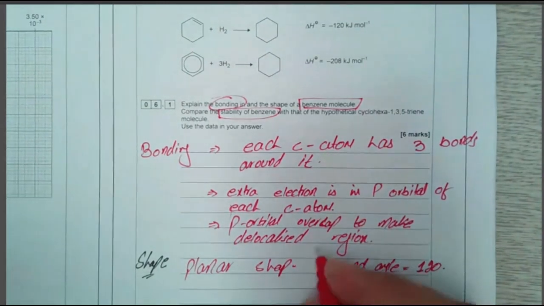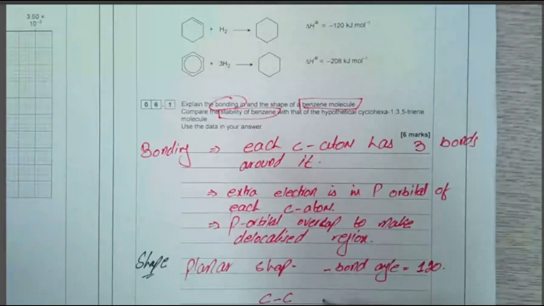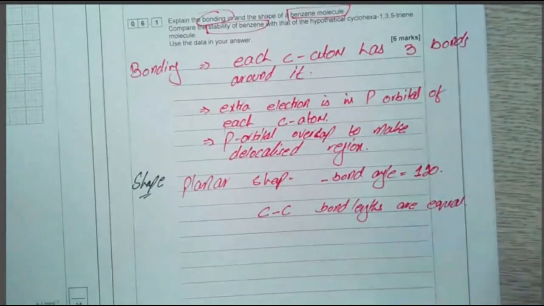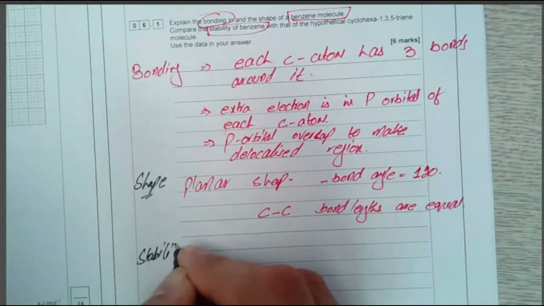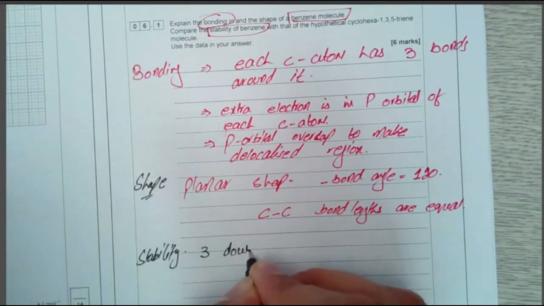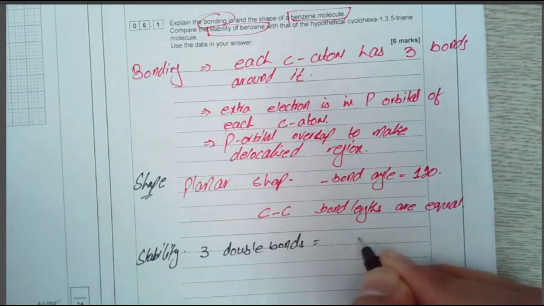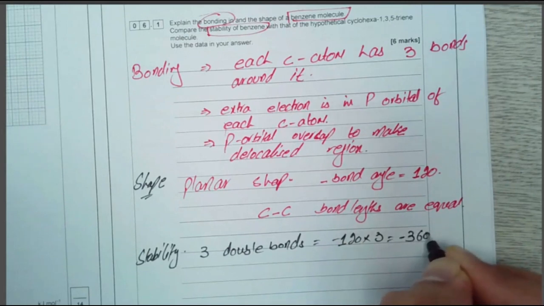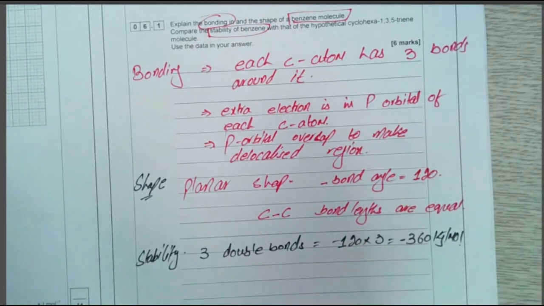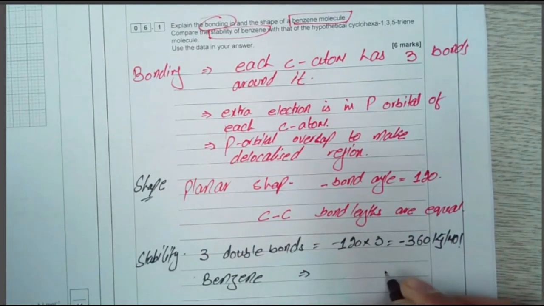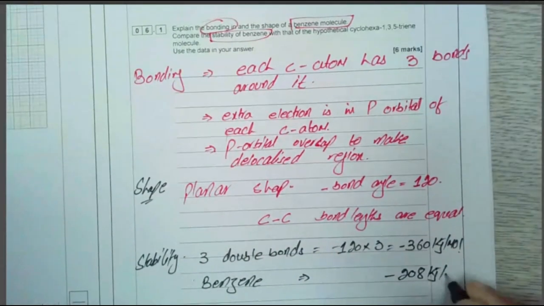And we can also say here that C-C bond lengths are equal. Now, the next bit we need to talk about stability. So 3 double bonds will release how much energy? Minus 120 times 3, which is minus 360 kilojoules per mole. Benzene only gives out minus 208 kilojoules per mole.